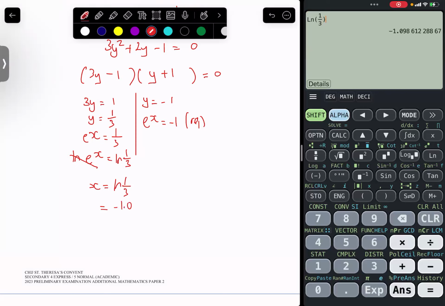negative 1.0986, rounded off, negative 1.10, I believe 1.10.